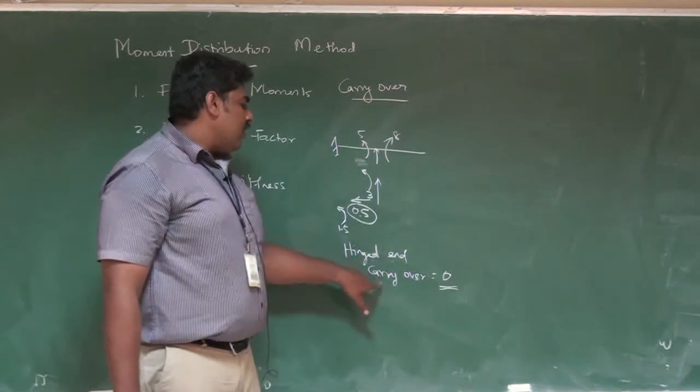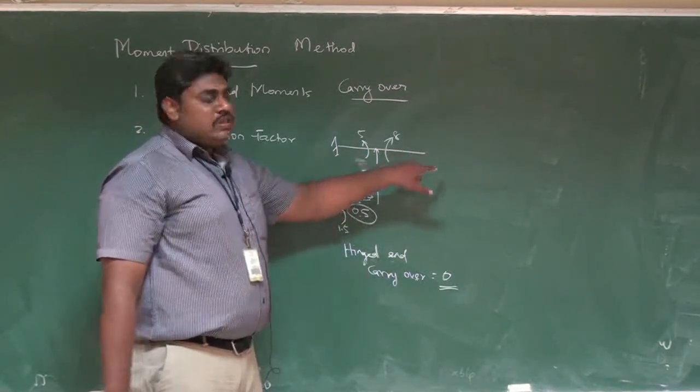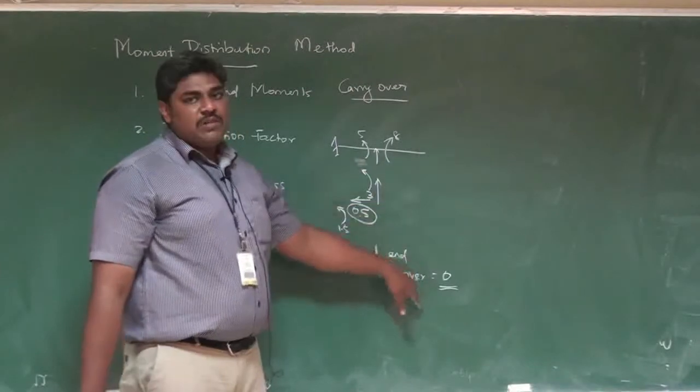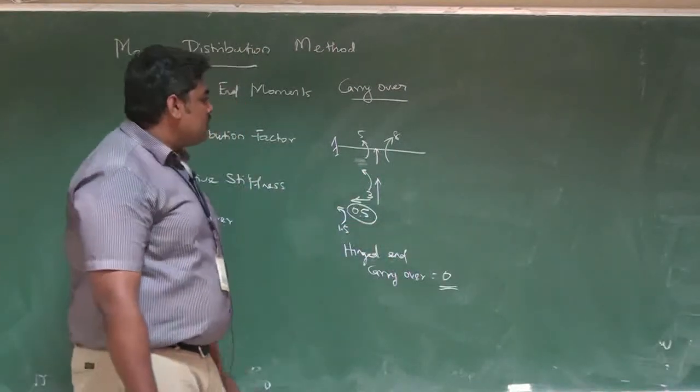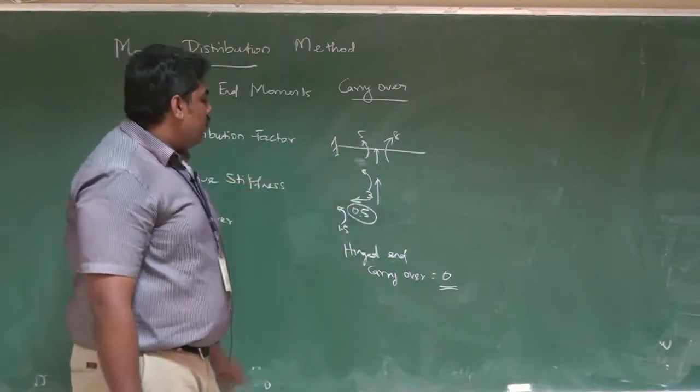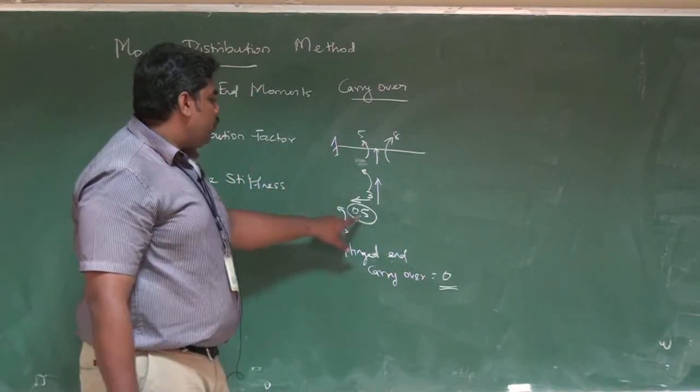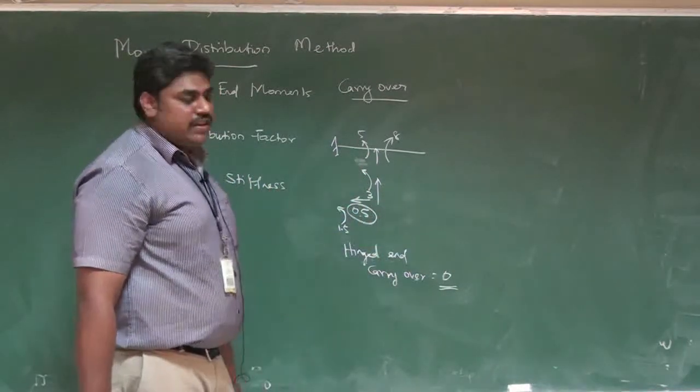Hinged end carryover factor is 0 because it has to be nullified. It has to be 0 when we start the problem, right? So it will be made 0 before proceeding with the problem, and this particular value will be 0.5 for carryover to all the other sides, right?